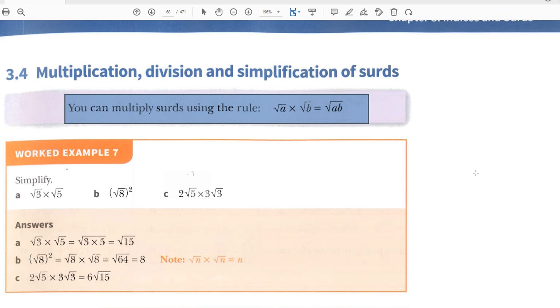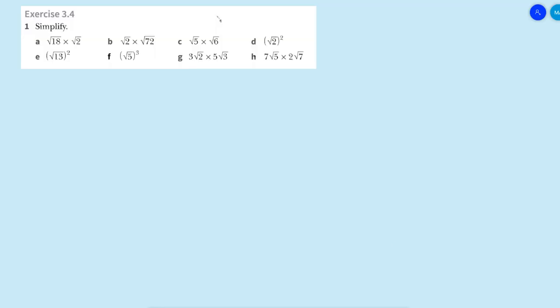Similarly, when two roots are divided by each other, we can just write one root. For example, if we have root A upon root B, we can write A upon B whole root. Let's start exercise 3.4, question number 1. Simplify, which means as small as possible: root 18 multiplied by root 2.